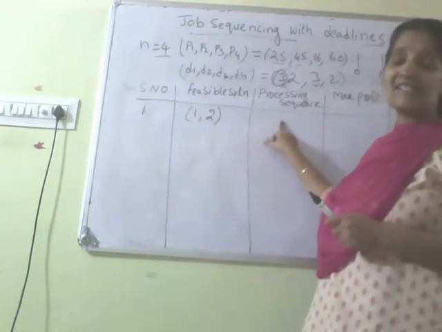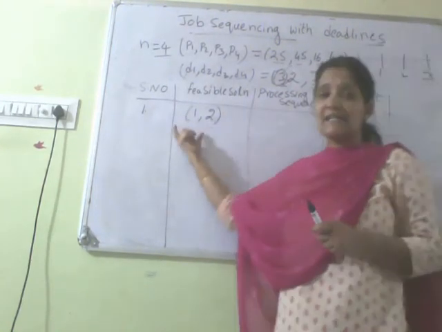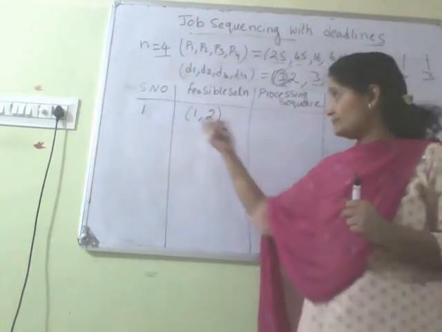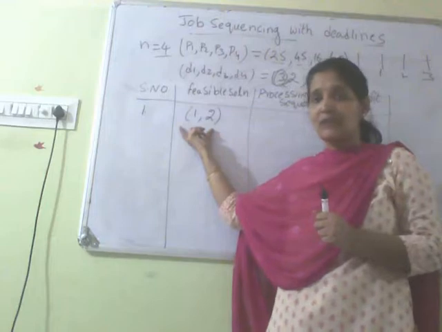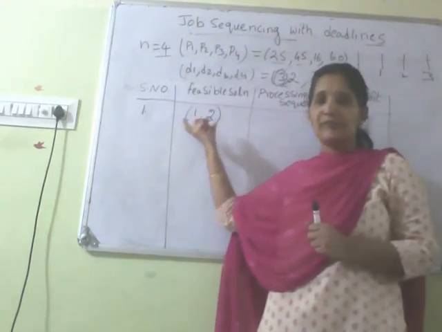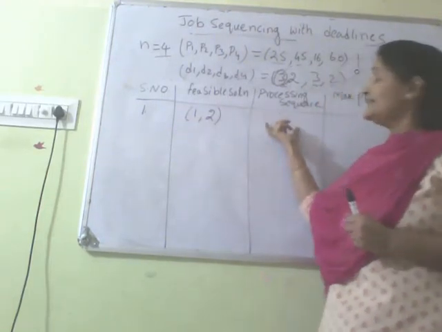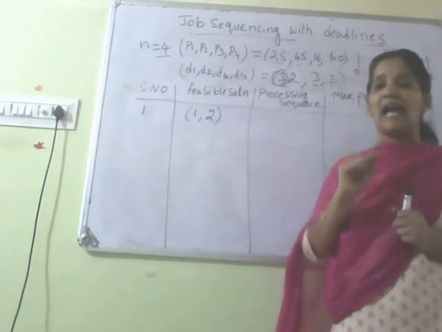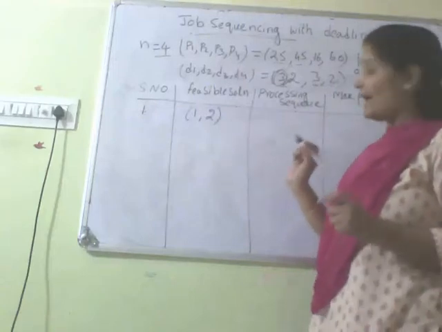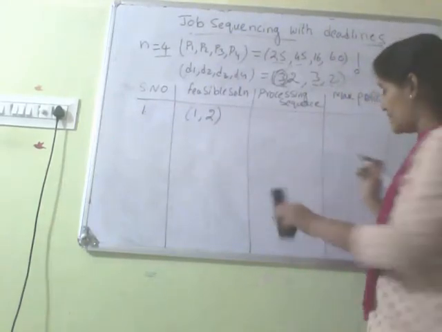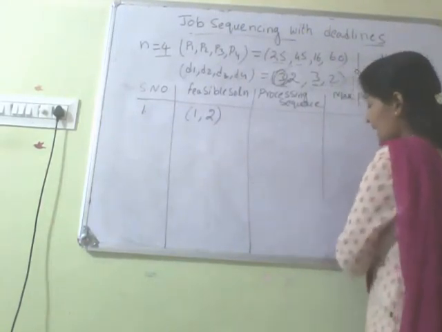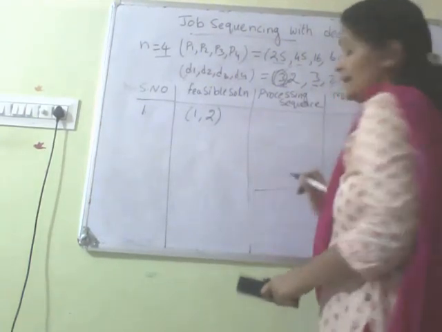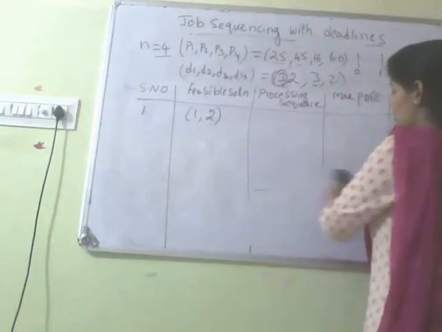Now, the processing sequence we have to do. If you are selecting 1, 2, in which sequence we have to process? Is this clear? I'm selecting 1, 2. Now, if I've selected 1, 2, the next thing I have to do is find out in which order I have to do. Okay, I'll just show you here.